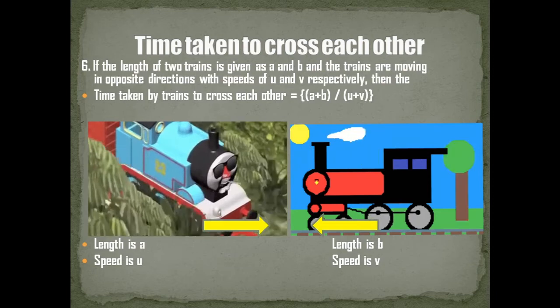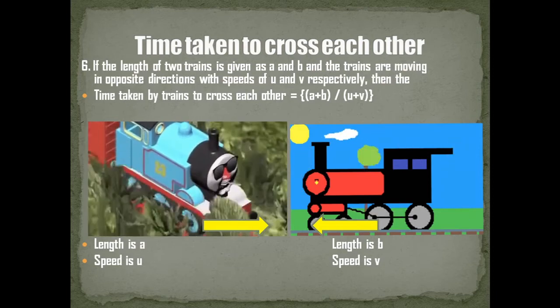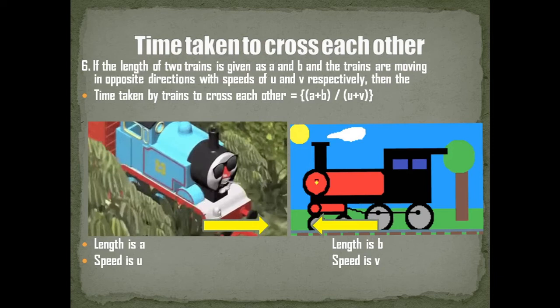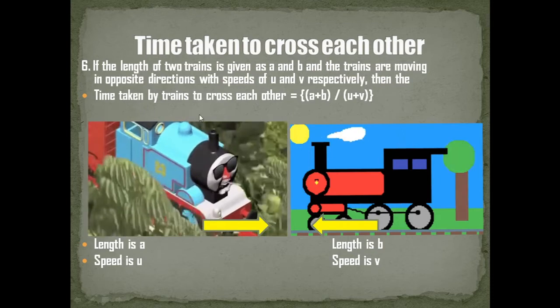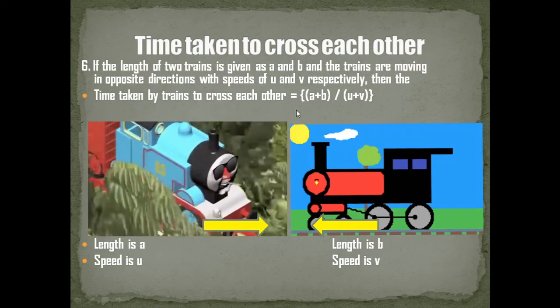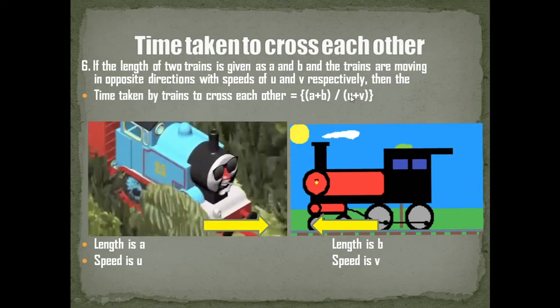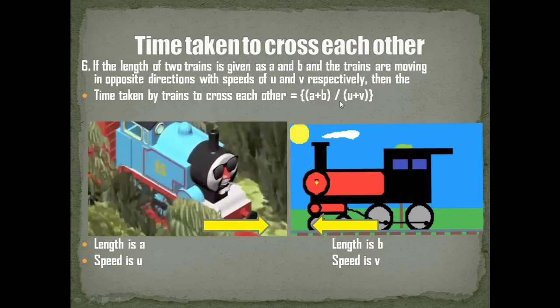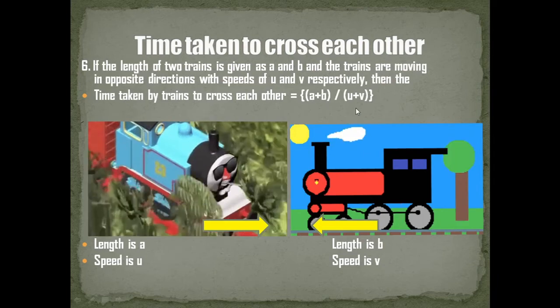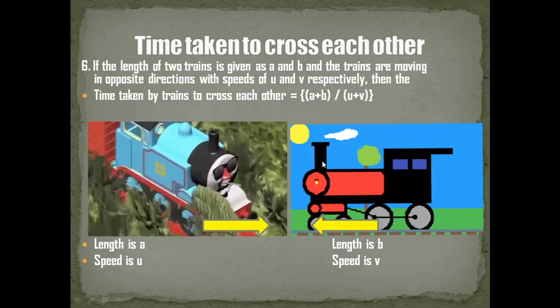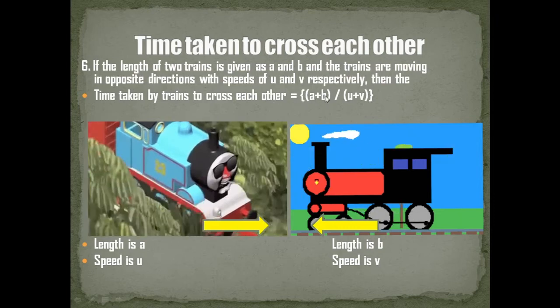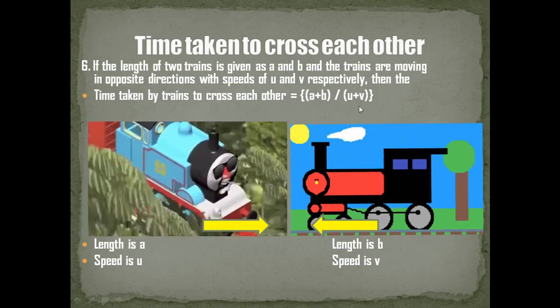So speed is also different, and they are moving in opposite direction. When they are moving in opposite direction, the relative speed will be the summation of the individual speeds. Then the time taken by the trains to cross each other will be given as the total distance, that is A plus B, by the relative speed. The relative speed is nothing but U plus V, because both trains are in opposite direction. So the time taken will be given as the total length A plus B by the total speed.